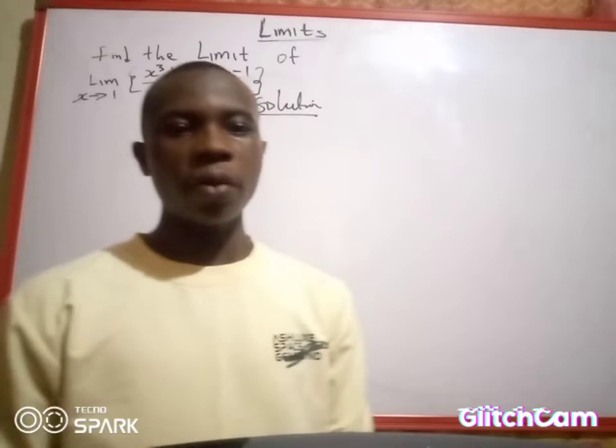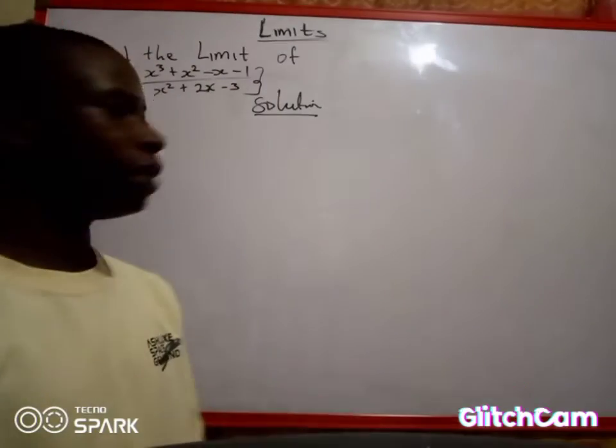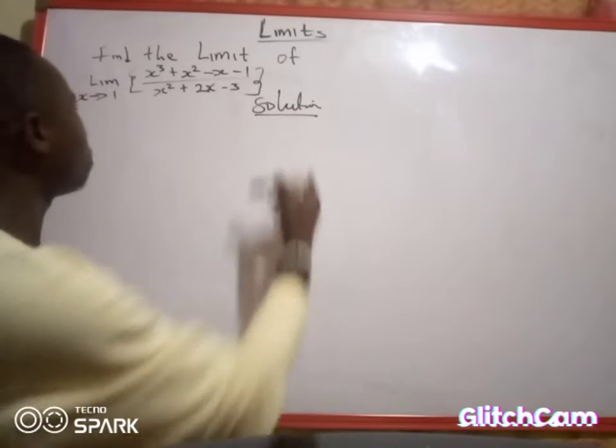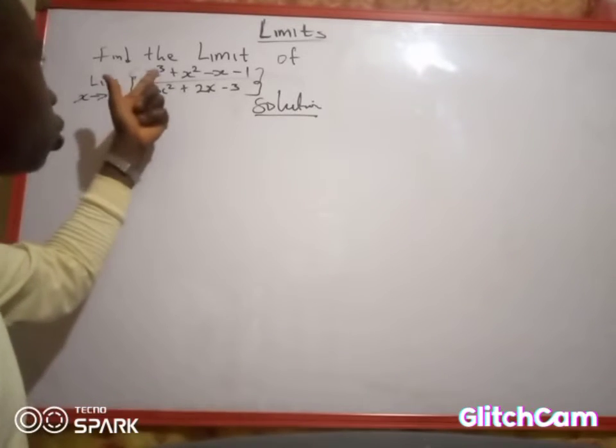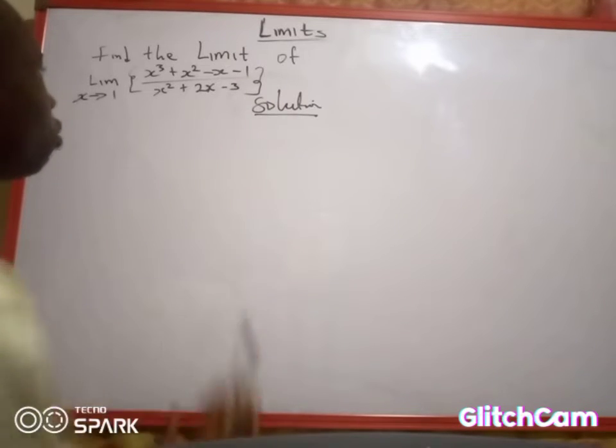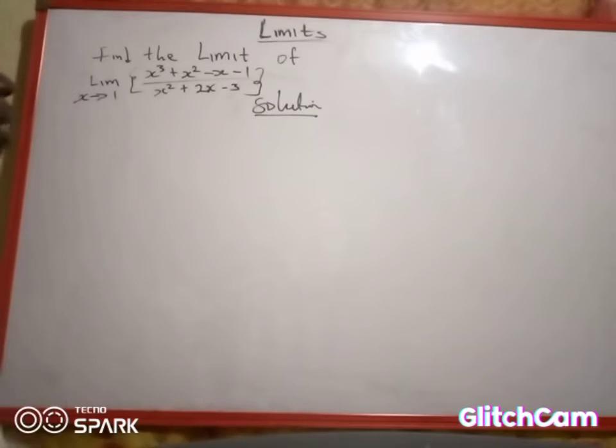In today's tutorial, we're going to learn how to find a limit. So the question on the board says we should find the limit of this function: s cubed plus s squared minus s minus 1, all over s squared plus 2s minus 3, as s approaches 1.